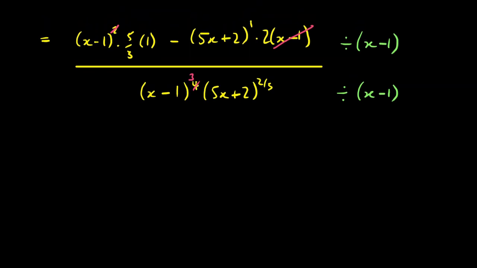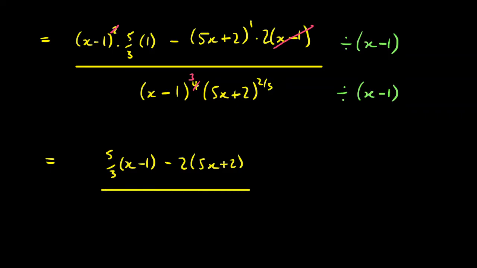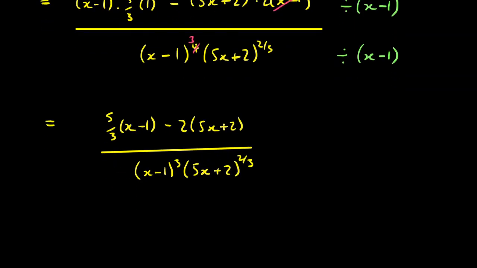Okay, so then let's go forward and simplify this. I'm going to get 5/3 times x minus 1 minus 2 lots of 5x plus 2, all over x minus 1 to the power of 3 times 5x plus 2 to the power of 2/3. Now, we've got another fraction within a fraction. We've got this 5/3 here. That's not very nice to have.